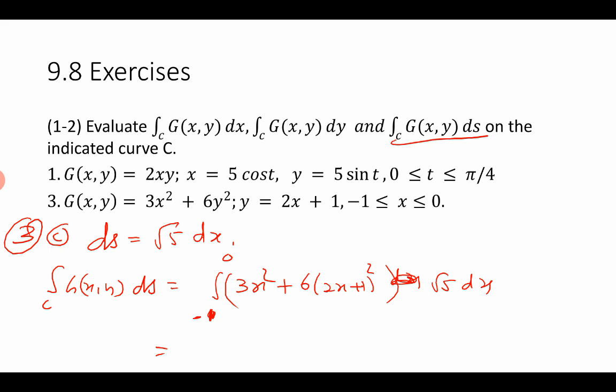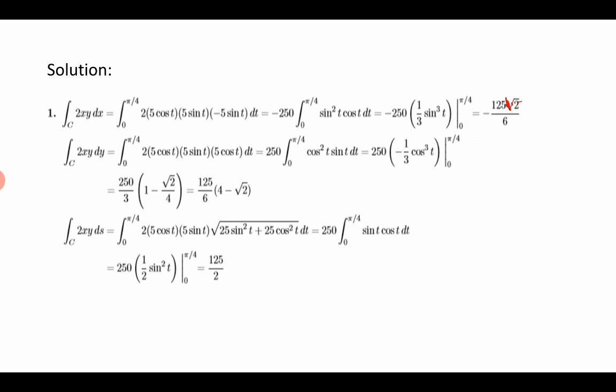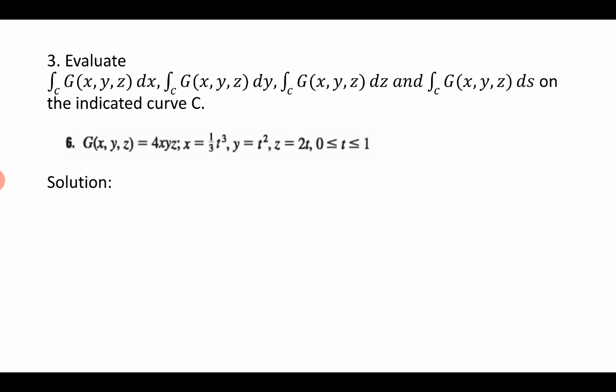Now you take root 5 outside: square root of 5 times the integral from negative 1 to 0 of 3x square plus 6 times (4x square plus 4x plus 1) dx. This integration, from the first result, is known as 3. So root 5 times 3, that is 3 root 5, is the answer. You verify whether this integration is 3 or not in the first case. That is it. Now let's go to the next kind of problem.